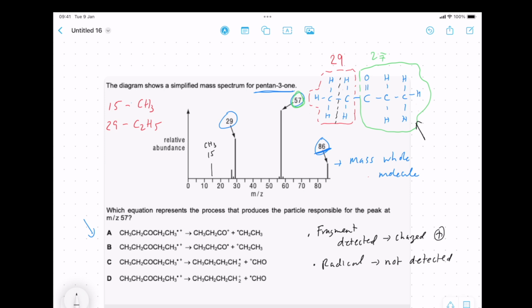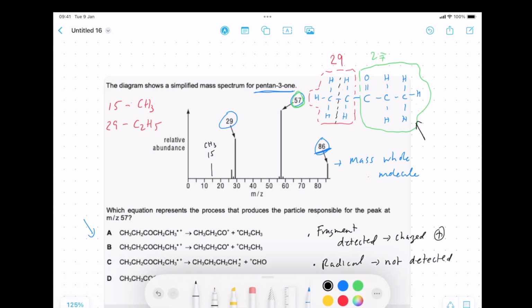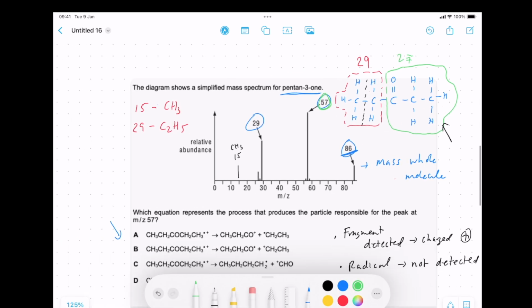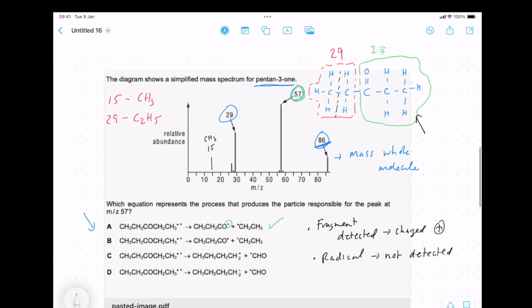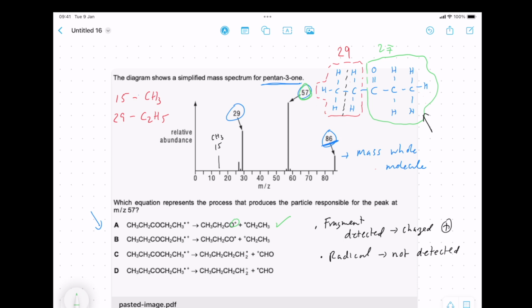So let's look at the options. We have A, where we're producing CH3CH2CO+ plus a radical dot CH2CH3. And I actually don't need to go any further. Incidentally, that is the correct answer because we have the plus charge on the fragment being detected, and the CH2CH3 is the radical part which is not detected. But let's eliminate B, C, and D to show that they are not the answer. For B, there's the fragment that we want, but it has the dot sign, which means it's a radical, so it's not going to be detected, so that's wrong.